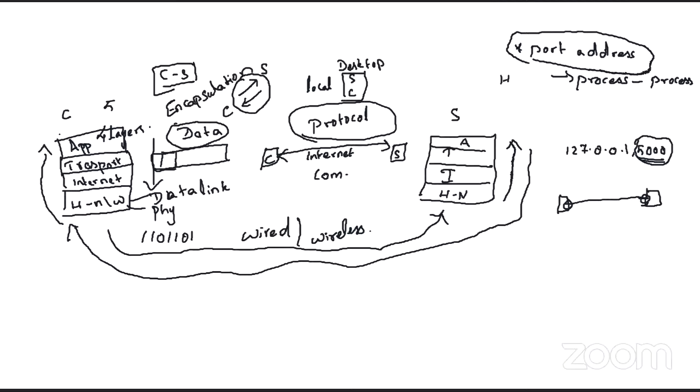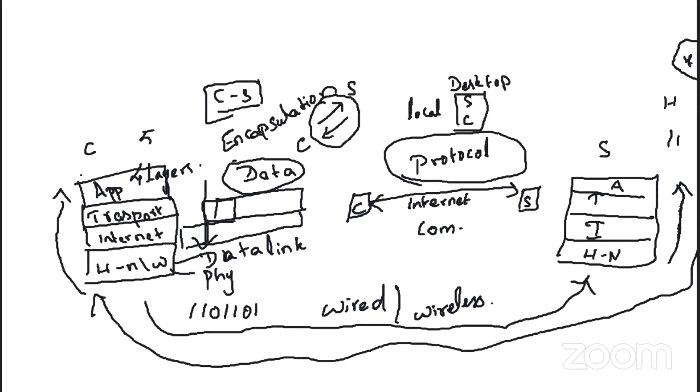After that, this corresponding data will be forwarded to the internet layer, where additional header information will be added to the available data. This additional information consists of the IP address.